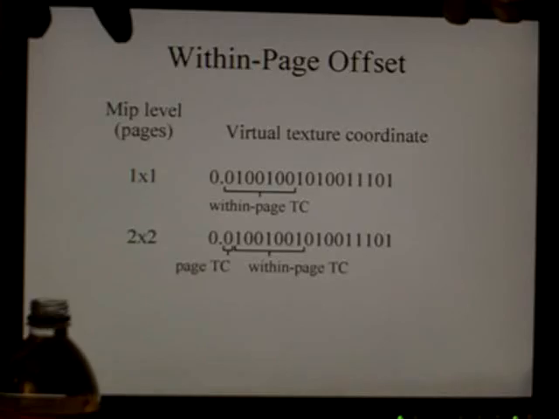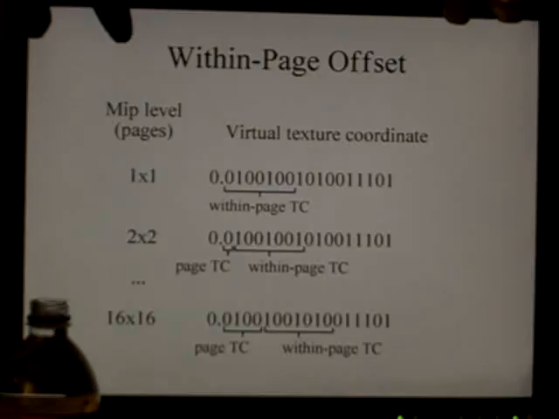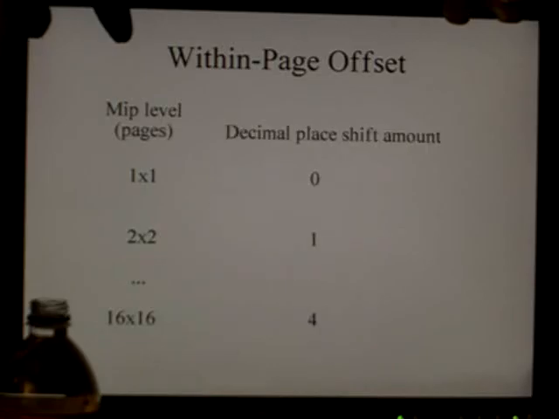If I continue going down the MIP levels, I keep adding bits in the same way. So by the time I'm down to the 16 by 16, I need 4 bits on each coordinate to index into 16 by 16. So I'll need to shift down by 4. So the shifting amount follows this simple pattern. It just keeps incrementing. And if I name my MIP levels so that the 1 by 1 MIP level is MIP level 0, if I use that by convention, and then the 2 by 2 is MIP level 1, then I can just say that the shift amount that I need to use is the MIP level.